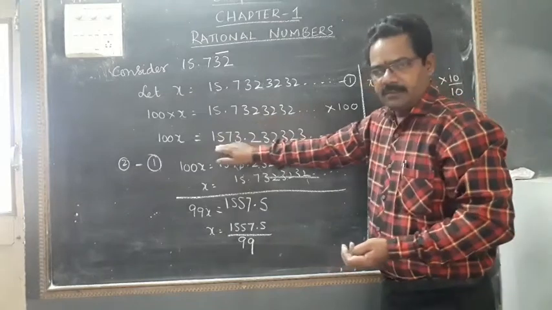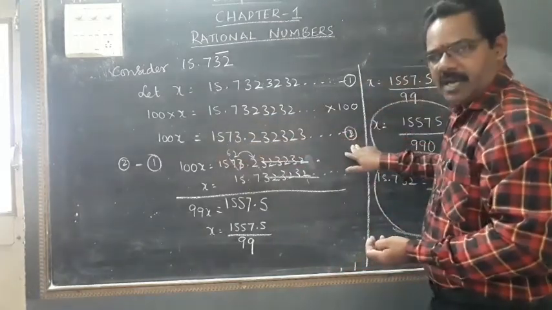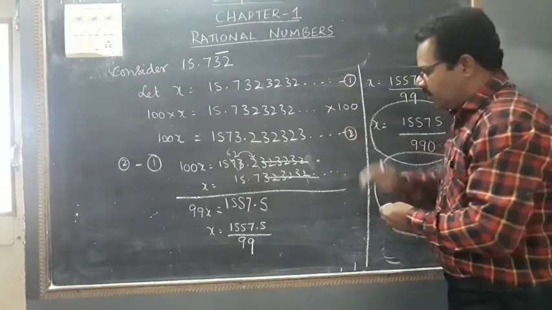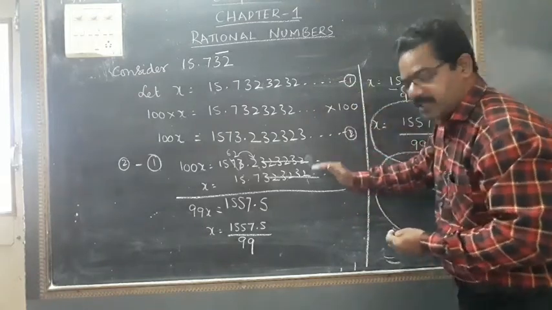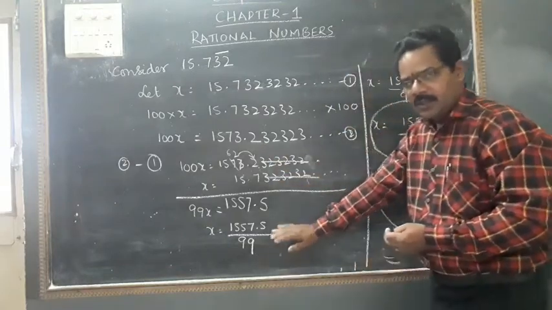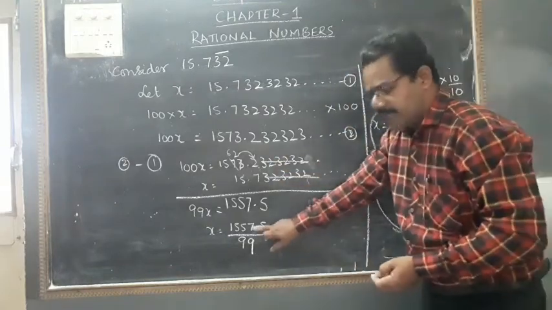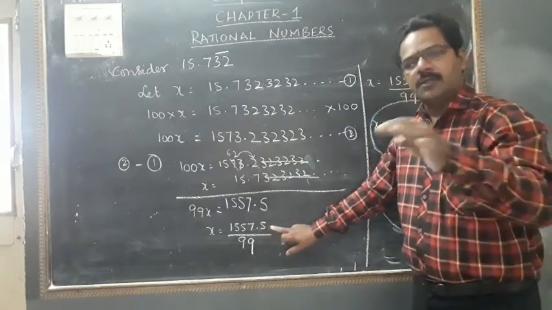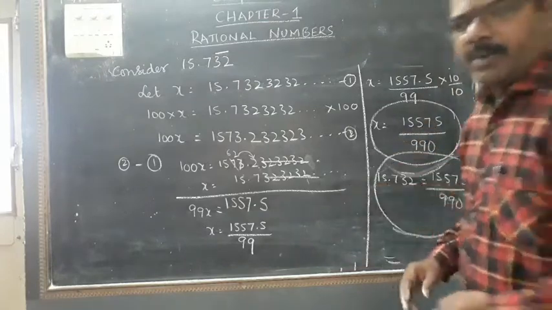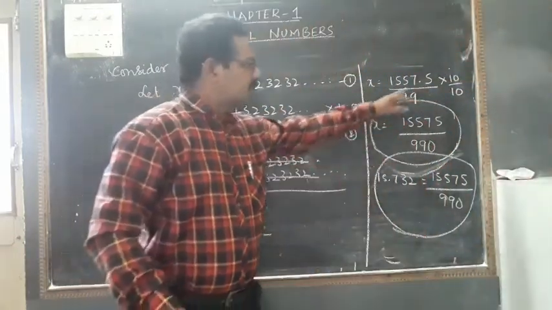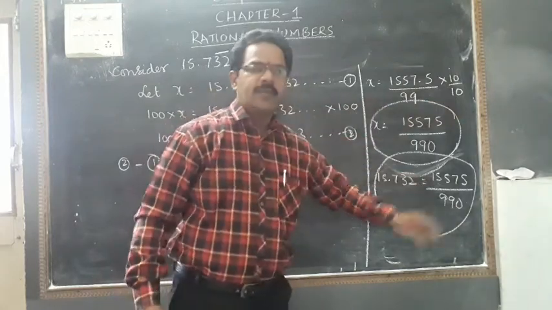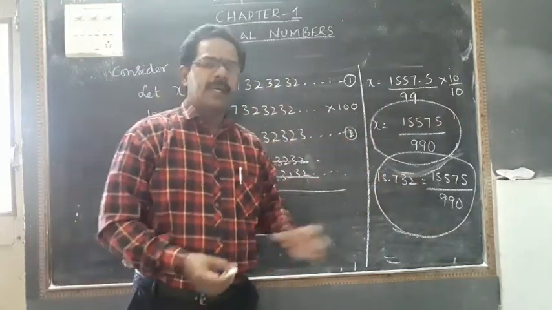After multiplying, we can get this type of second equation. The first one we can consider as the first equation. So if you subtract the first equation from the second equation, then we can get the x value. In this x value also, if any decimals are there, you have to convert them in the form of P by Q. Here only one digit is repeating, that's why we multiply and divide with 10. And finally we got the P by Q form of this number.